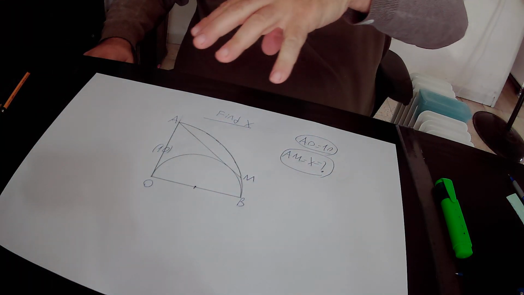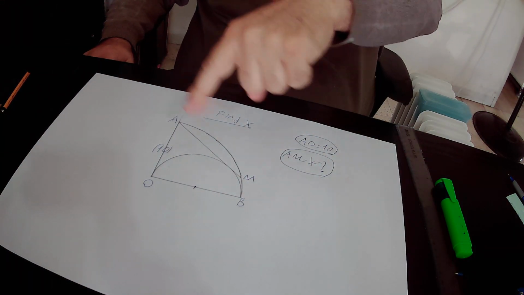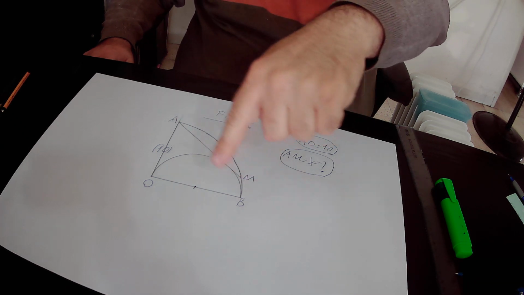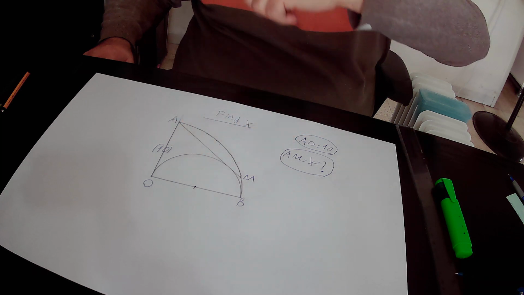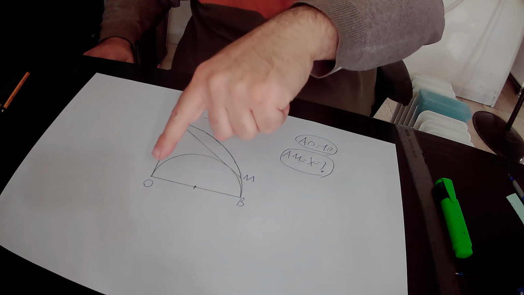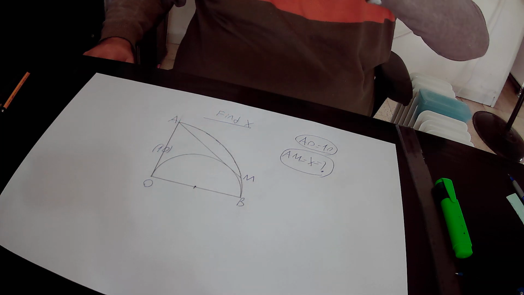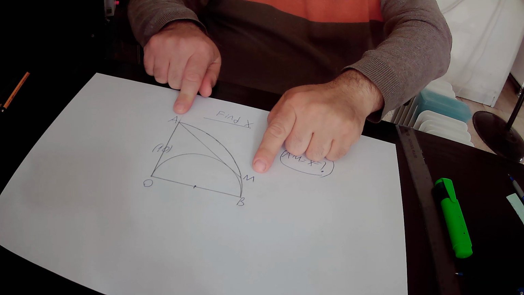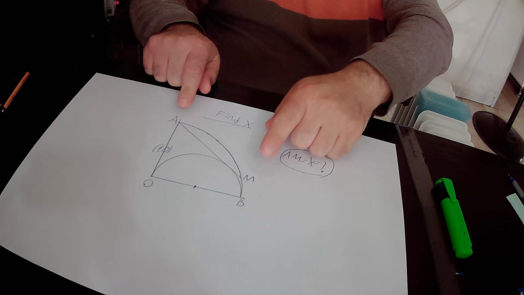Hello, in this lecture we find out the length of line segment X. In the drawing we have a quarter circle, AOB is a quarter circle. Inside this quarter circle we have a semicircle, OB is a semicircle. And we also know that line segment AO equals 10 units in its length. Our mission is to find out the length of this line segment AM that is equal to X.